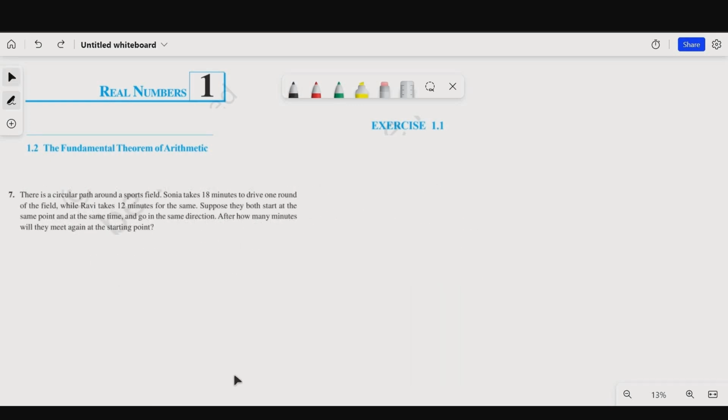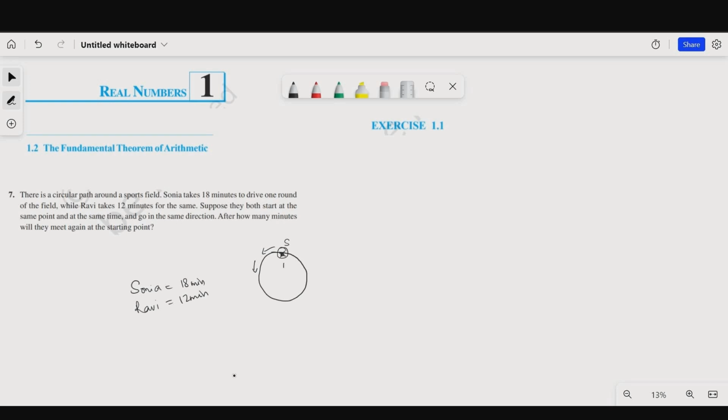Question number 7. There is a circular path around a sports field. Sonia takes about 18 minutes to drive one round of the field and Ravi takes about 12 minutes for the same. Suppose they both start at the same point and at the same time and they go in the same direction. Let's say they are going in this direction. After how many minutes will they meet again at the starting point?